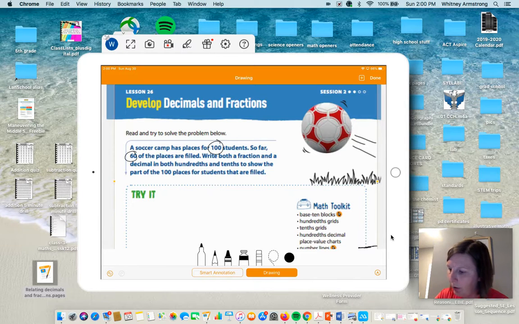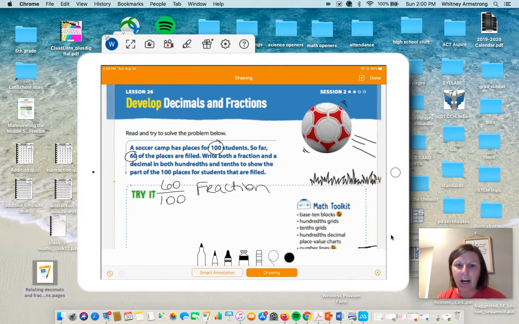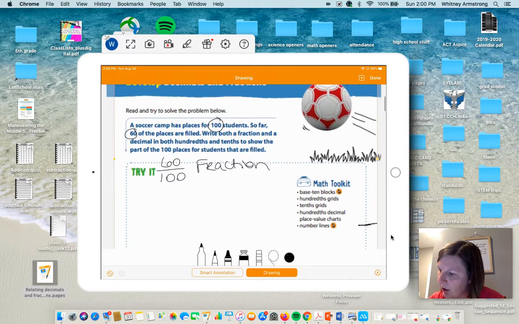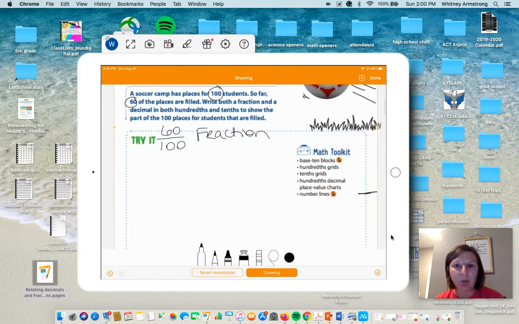Okay, so I know that I have 60 hundredths. 60 out of 100 are filled. So we want to write both a fraction and a decimal. So here's our fraction, we did that already. Now I'm going to show you a couple different options on how to do the decimal. We talked about a few different ways yesterday.